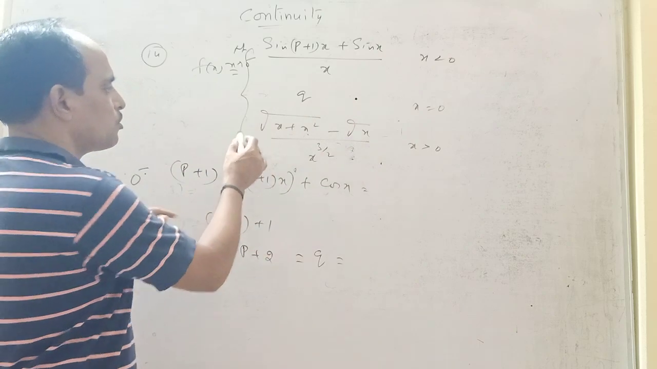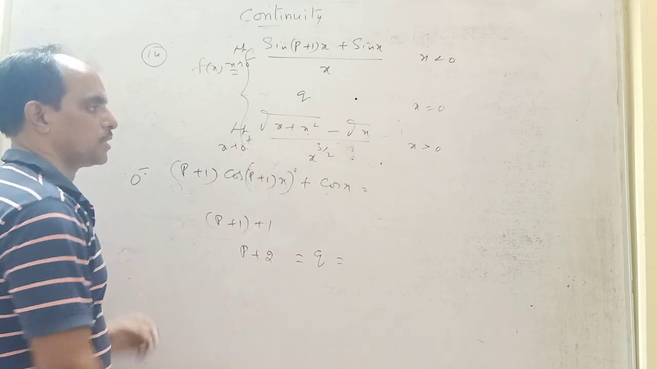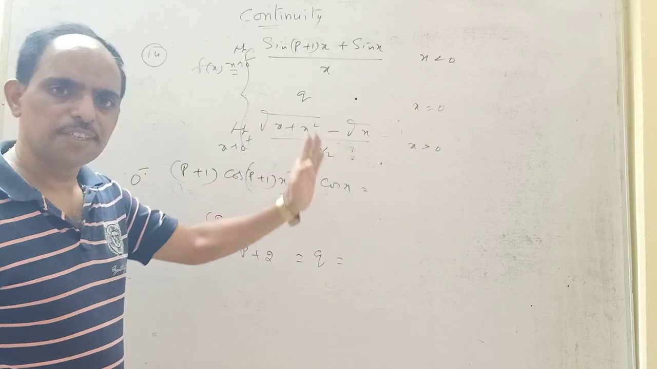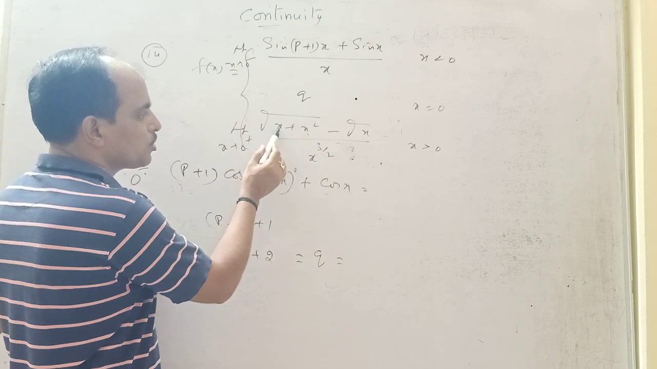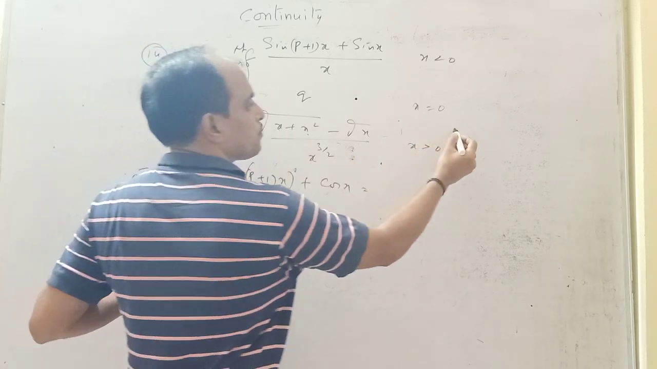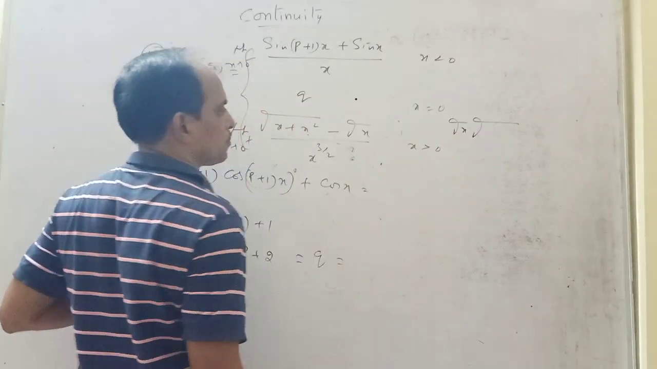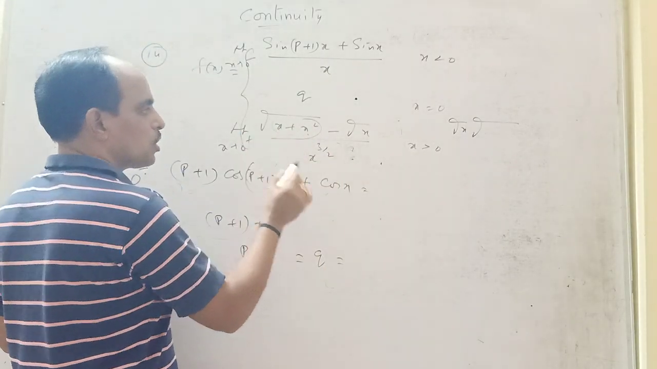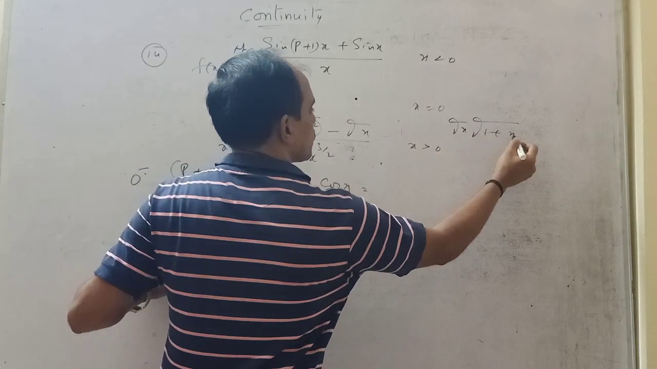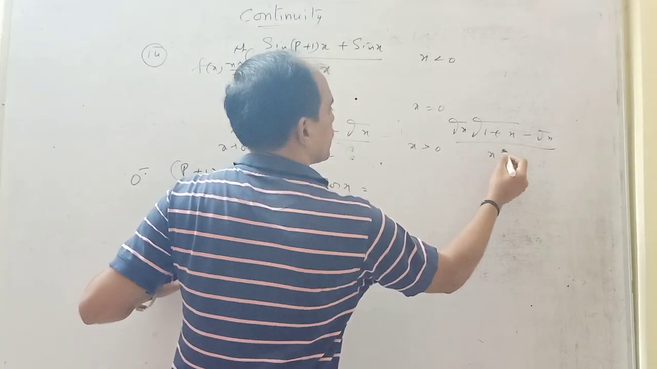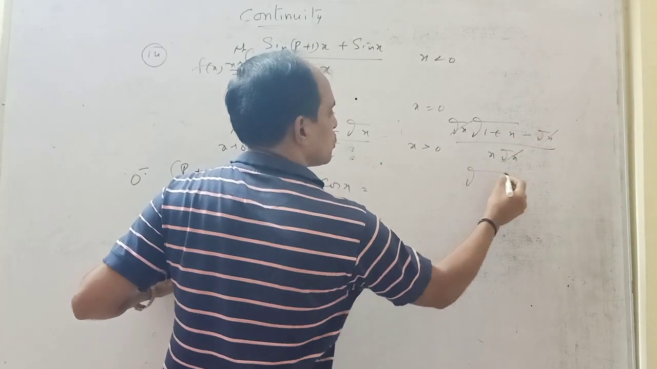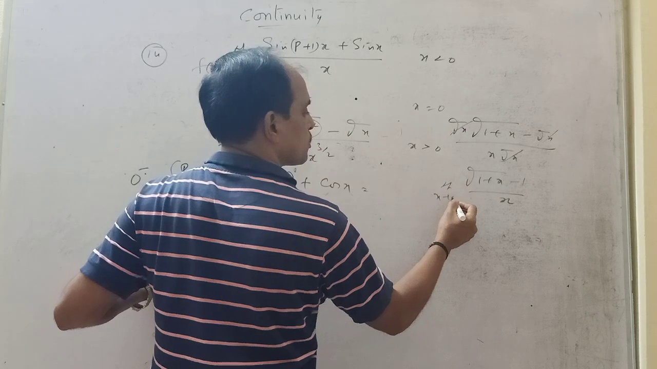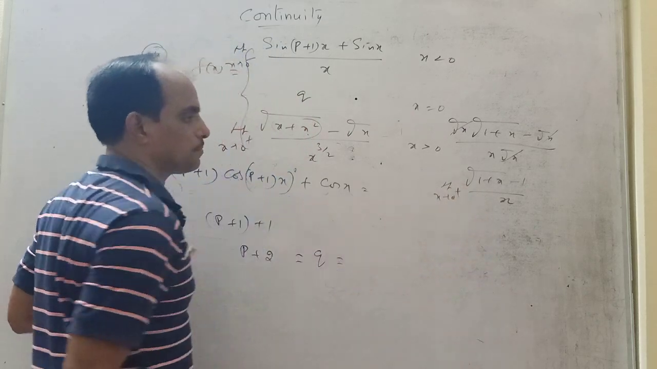0 plus means we have to find the limit for this expression as x tends to 0 plus. How to do this problem? You see, the denominator is x power 3 by 2, that is nothing but x into root x. Now in the numerator I am going to take x as common. So you will get root x into root of 1 plus x minus root x, by x into root x. So root x cancels. So we have root of (1 plus x) minus 1, by x, limit as x tends to 0 plus.